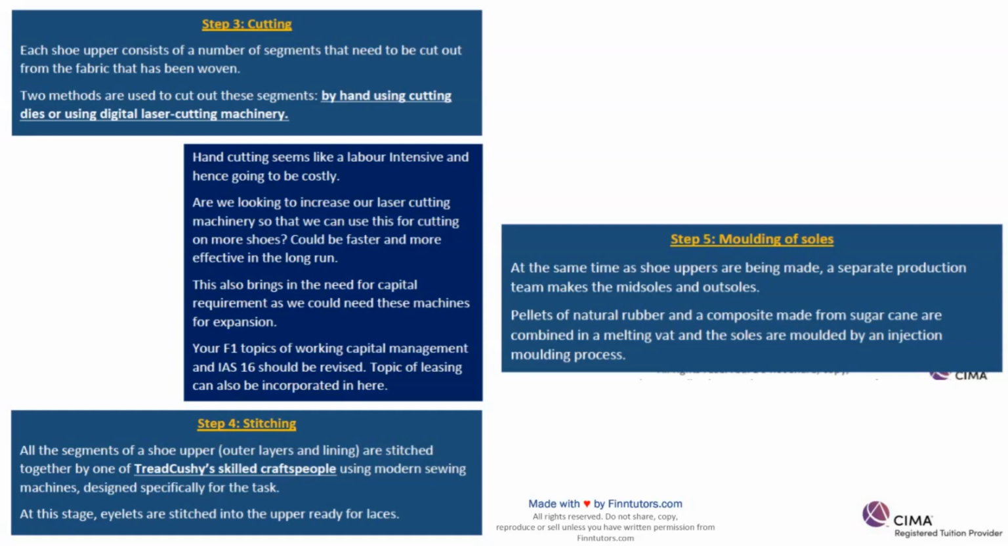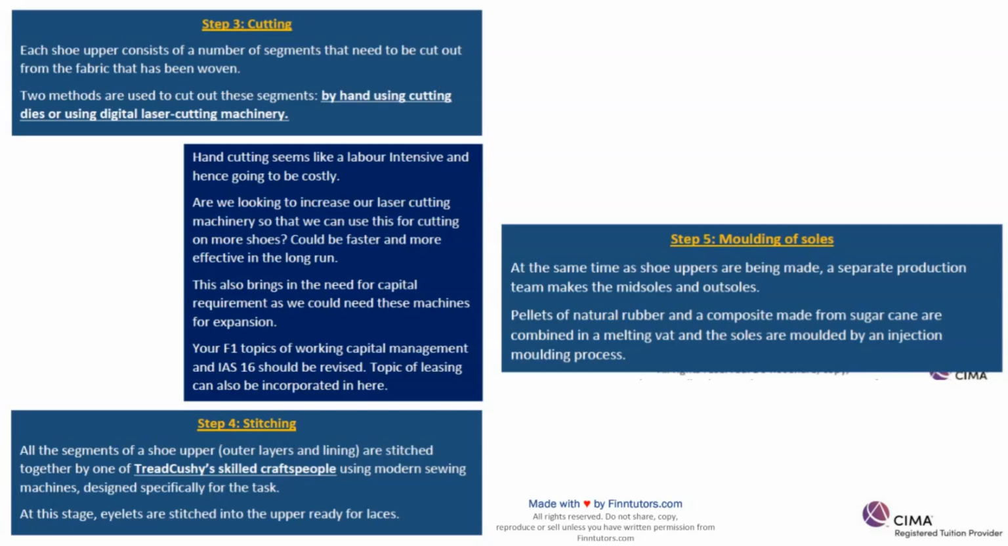What I'm thinking over here is that for such an innovative company, we are still using hand cutting, and we have the option to use digital cutting as well. So why aren't we completely making it automatic by using a digital laser cutting machine, because the more labor intensive the process is, the more costly it's going to be. So, are we looking to increase our laser cutting machinery so that we can use this for cutting more shoe uppers? This could be faster and more effective as well, right?